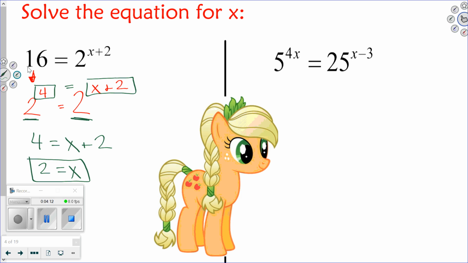5 to the 4x equals 25 to the x minus 3. Good. So I can rewrite the 25. That is 5 squared. What do I do with the x minus 3? Good. It's a parenthesis. And this is still 5 to the 4x.